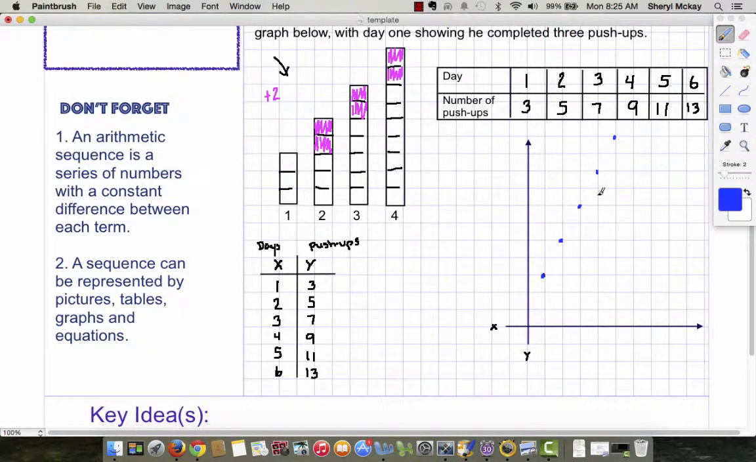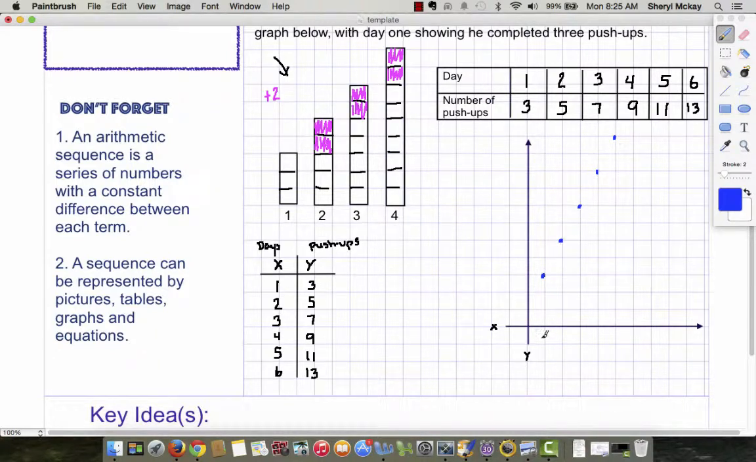So that's good enough. You can see that I have at least the first 5 days marked on this graph. This is a discrete graph, not a continuous one. I'm not going to connect my points and make a line, because he didn't do push-ups in half a day. On day 1, he did 3 push-ups.